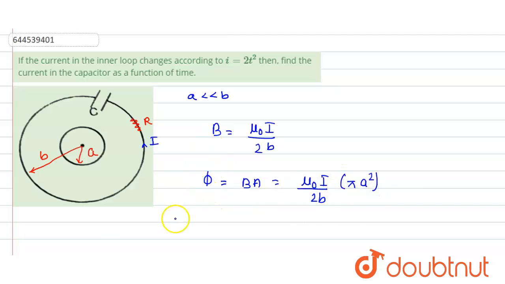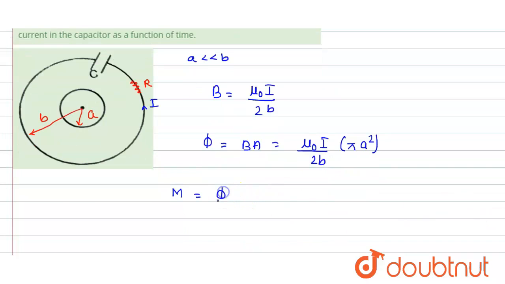Now, how to get the value of the mutual inductance? We know that M would be equal to phi divided by I. So the mutual inductance would be equal to mu naught pi A square divided by 2B. Okay, this would be the value of mutual inductance.